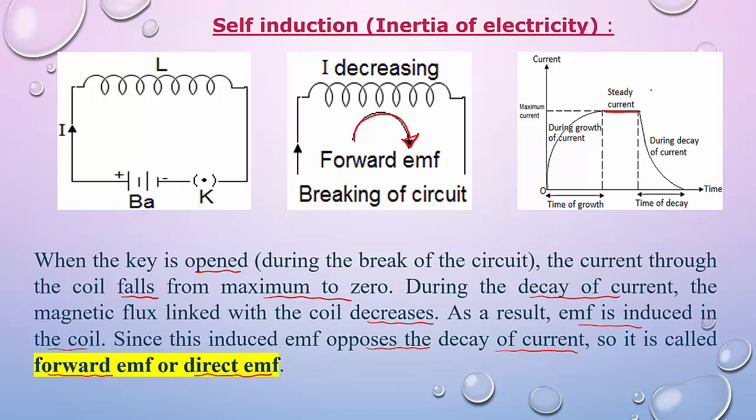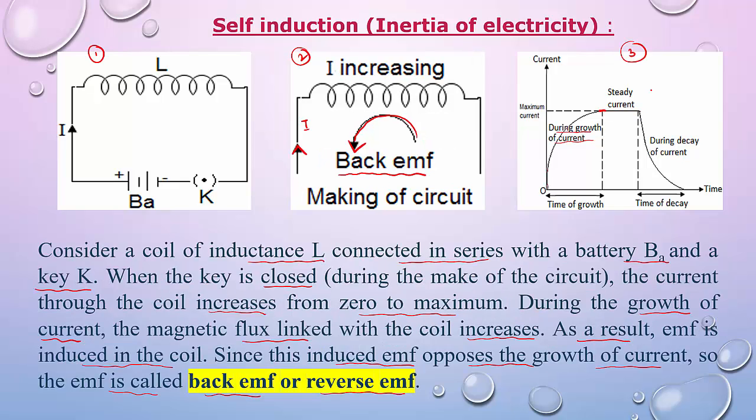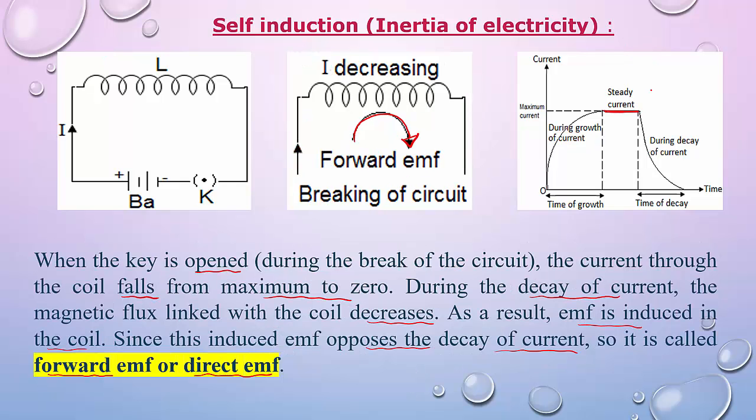So what happens? What is the conclusion of this experiment? When current in the coil is increased, magnetic flux increases. Due to increase in magnetic flux, induced EMF takes place, and this EMF opposes growth of battery current. Then in the second case, when current in the coil decreases using that plug key, magnetic flux decreases. Due to decrease in magnetic flux, induced EMF takes place, and hence current is induced in the coil, and this induced EMF opposes decay of battery current.